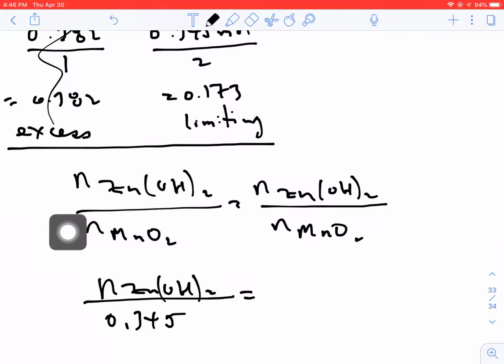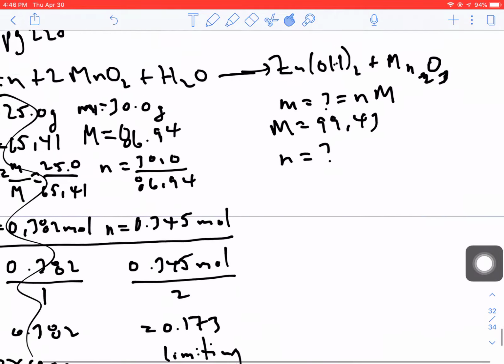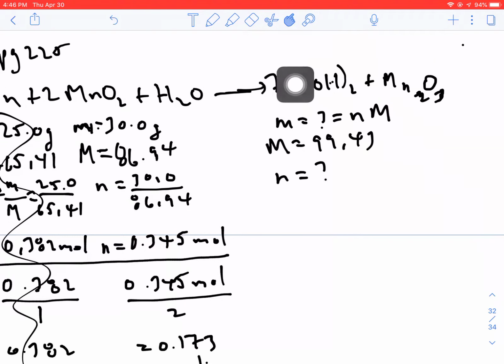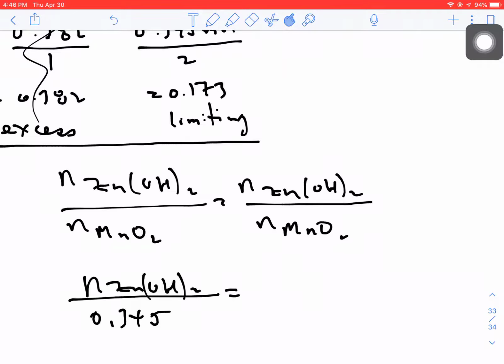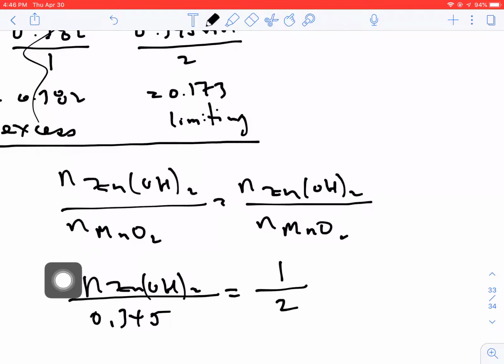And then on the right side, I've got zinc hydroxide and manganese dioxide. But remember, this side here comes from the balanced equation. So if I go back up, I look for zinc hydroxide, which has 1 in the balanced equation, and manganese dioxide, which has a 2 in my balanced equation. So zinc hydroxide is 1, manganese dioxide is 2. So now to solve for my number of moles of zinc hydroxide, I'm going to take my 0.345 up beside the 1, and it's going to be 1 times 0.345 divided by 2.